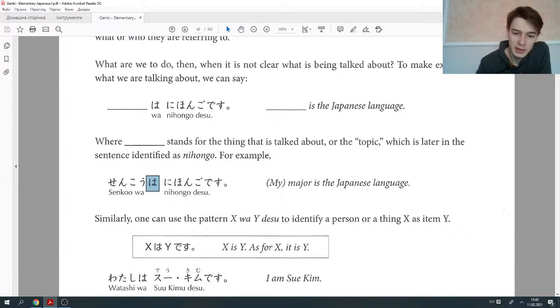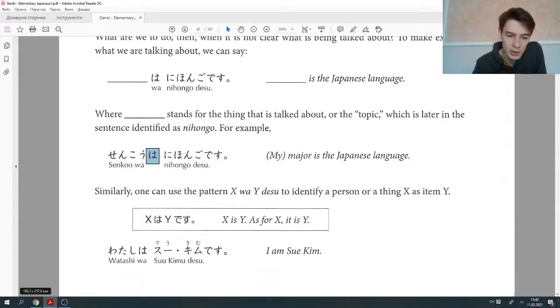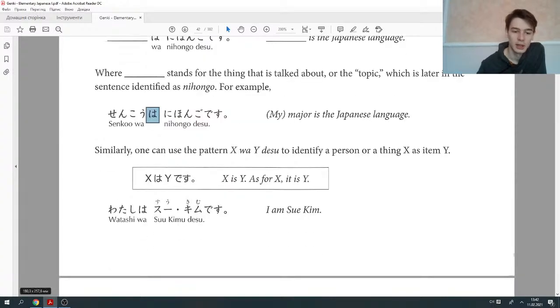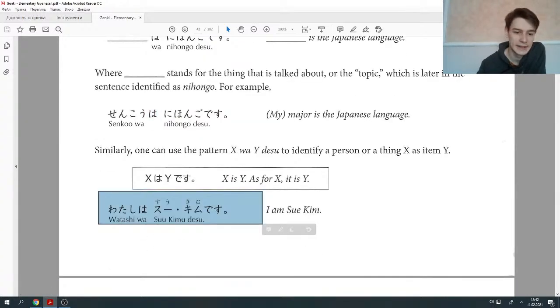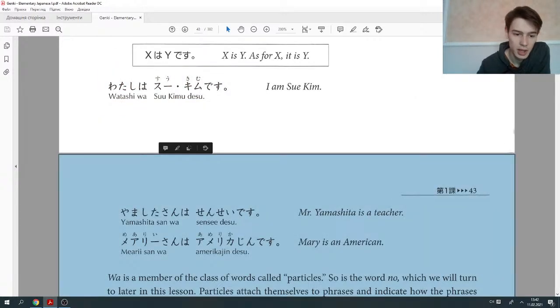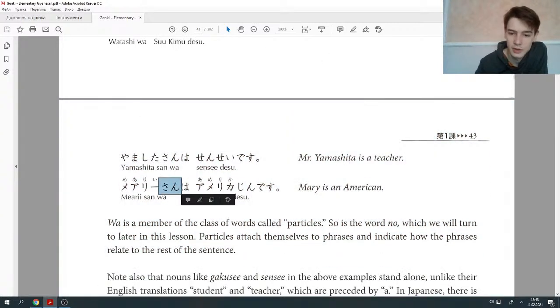Similarly, one can put the pattern x wa y desu to identify a person or a thing x as the item y. So, watashi wa sukimu desu. Let's try to say our name. Watashi wa Dima desu. Yamashita-san wa sensei desu. Yamashita-san is a teacher. Mari-san wa America-jin desu. So Mari-san is American. Or we can skip san, like Miss Mary.